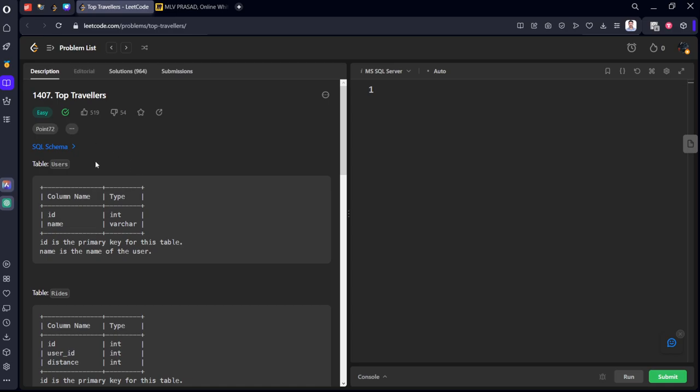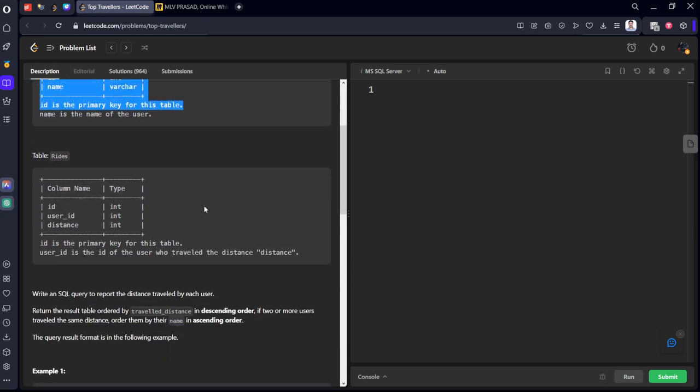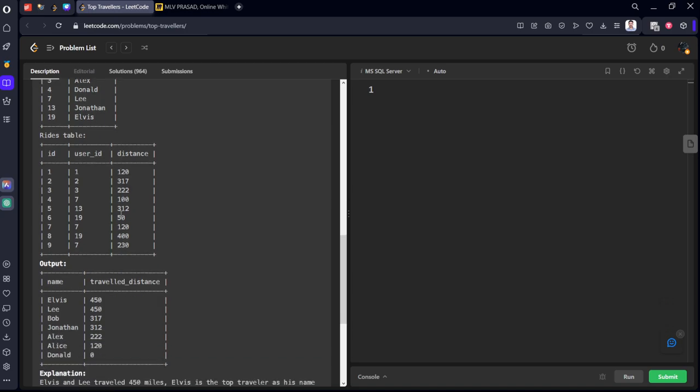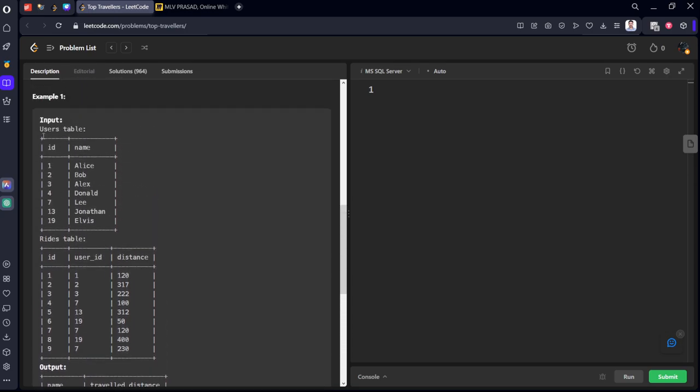They have given the schema of the Users table. Each user has an ID and their respective name, and the ID is the primary key for this table. In the Rides table, each ride has an ID, a user ID, and a distance. Here user ID refers to the respective IDs in the Users table, and each time they go on a ride they travel some distance, and the ride has a unique ID. Now what they are asking is, for each person, how much distance he has traveled.